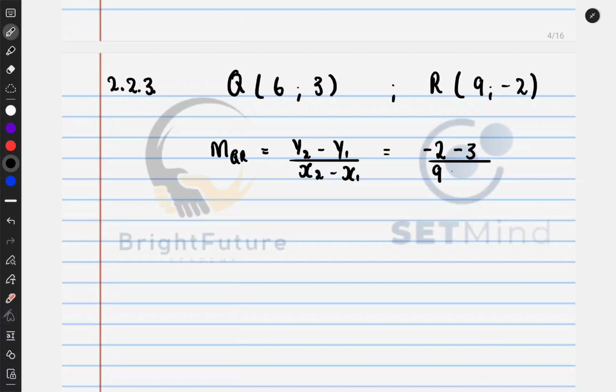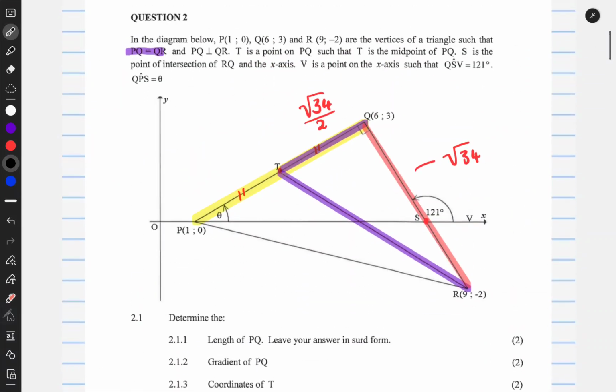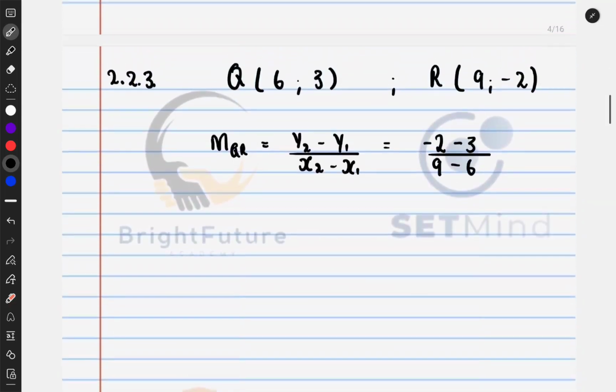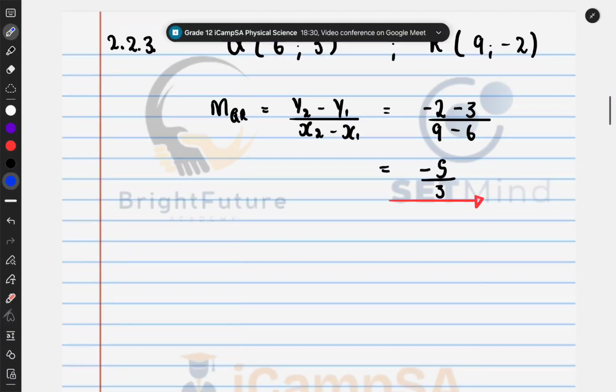over 9 minus 6. And also, just by looking at our line here and the way it slopes, going from the second quadrant to the fourth quadrant, we can see that we're going to have a negative gradient here. So let's quickly calculate that. Negative 2 minus 3 is negative 5, and then 9 minus 6 is 3. So that is our gradient.